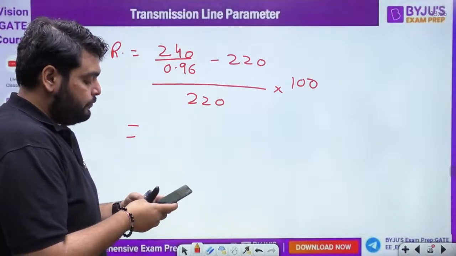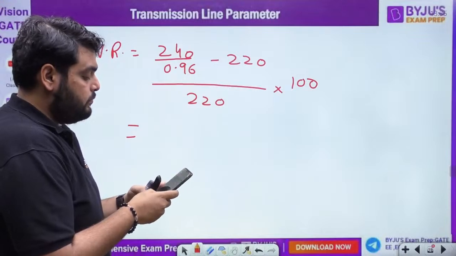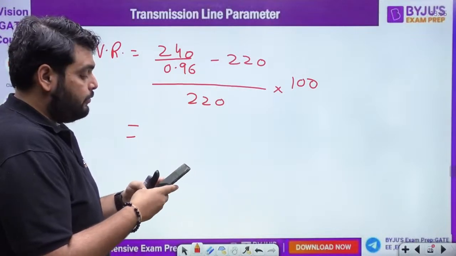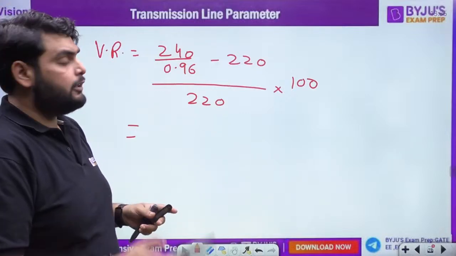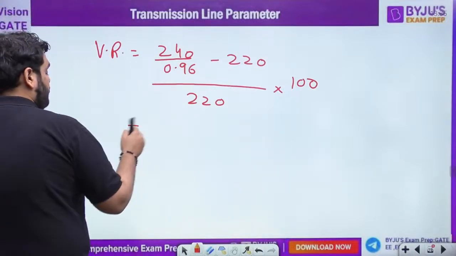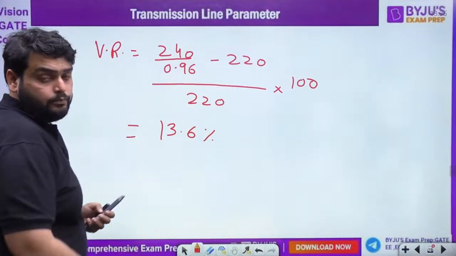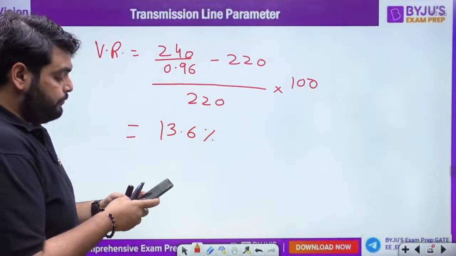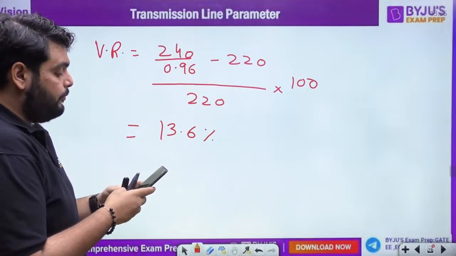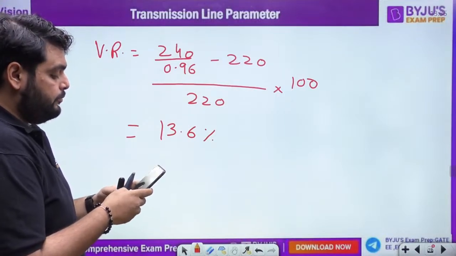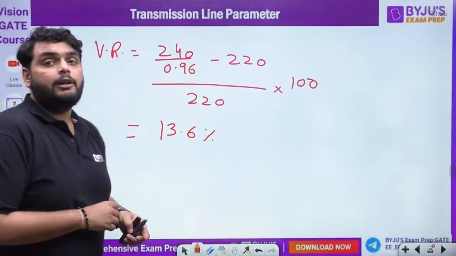Okay, let's see. 6 minus 220 divided by 220. So it gives 13.6 आ रहा है. एक बार check करो. 13.6 we are getting. 13.6%. एक बार check करो. कहाँ मिस्टेक करी अरिंद तुमने? एक बार चेक करो. है ना? So it comes out to be 13.6%.